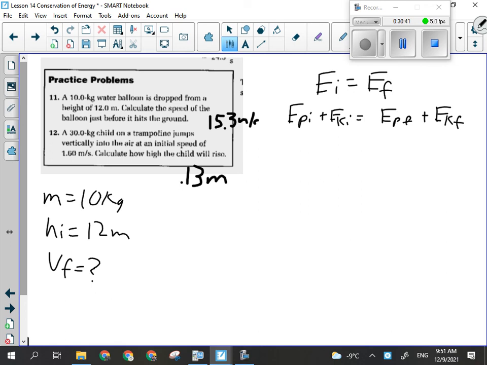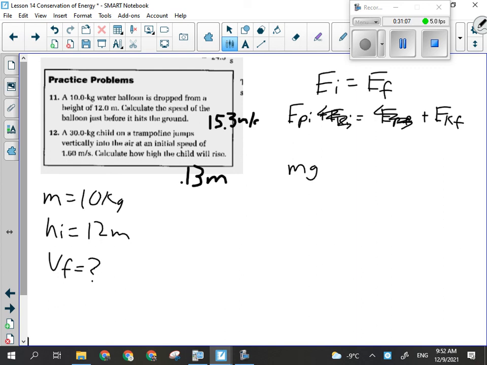Yes. Since it was dropped, my initial velocity is 0, so my initial kinetic energy is 0. And since this is talking about when it hits the ground, my final height is 0, so my final potential is 0. Which greatly simplifies what I have to do, because now I have two less things to write in there. All right, formula for potential energy.